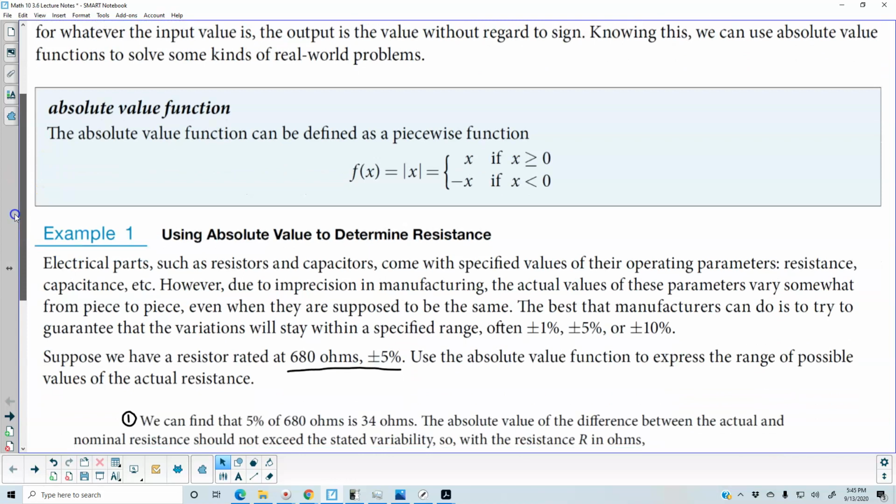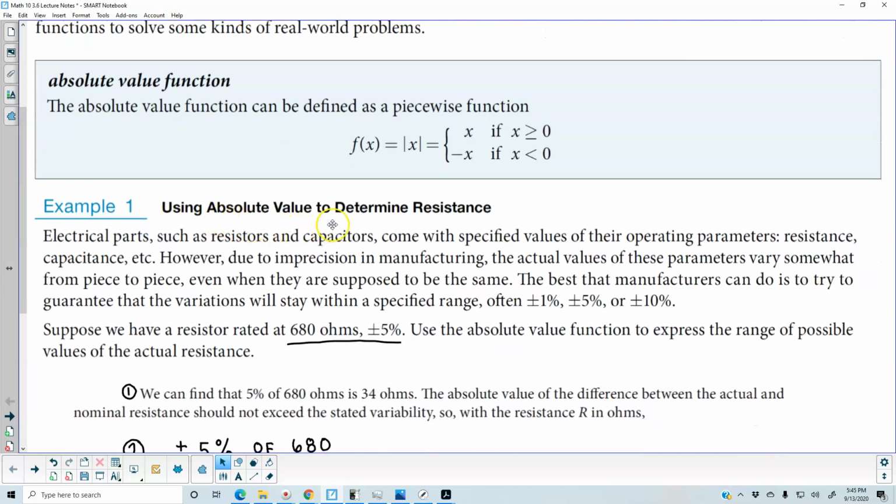Now for example 1, we're using absolute value to determine resistance. Electrical parts, such as resistors and capacitors, come with specified values of their operating parameters: resistance, capacitance, etc. However, due to imprecision in manufacturing, the actual values of these parameters vary somewhat from piece to piece, even when they are supposed to be the same.